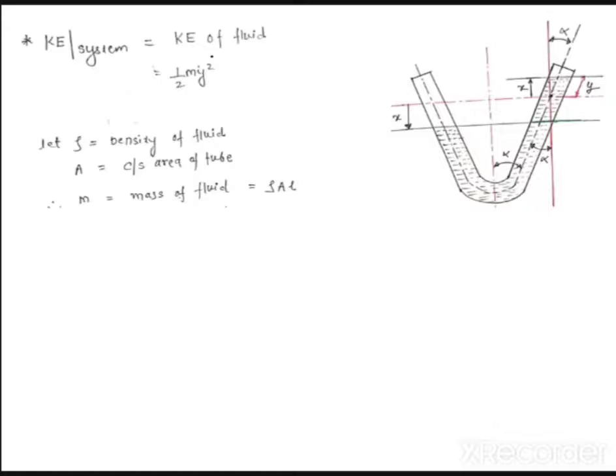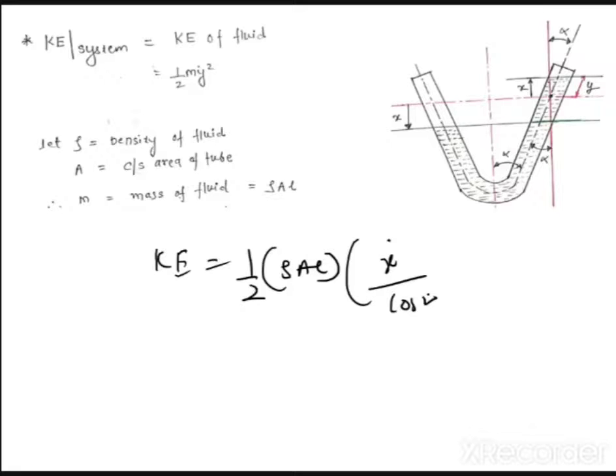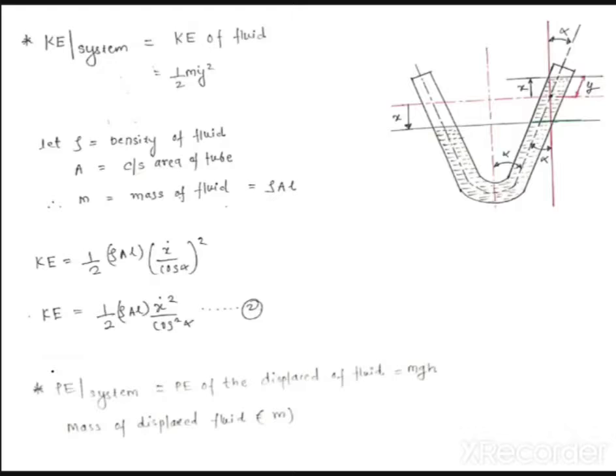Now rho is the density of the fluid, and A is the cross-sectional area. The mass of the fluid is what? Rho A into L. This will not change. Rho into volume is equal to rho into area into length, and it will remain the same. So now kinetic energy is half m, where m is rho A L, into y dot, which is x dot upon cos alpha, whole square. So kinetic energy is equal to half rho A L x dot square upon cos square alpha. Now you can see I have converted y into x because I have to use one term.